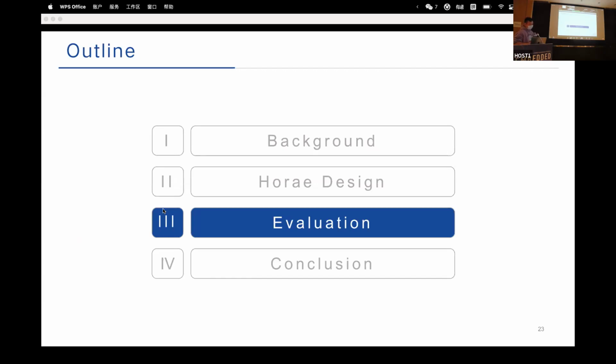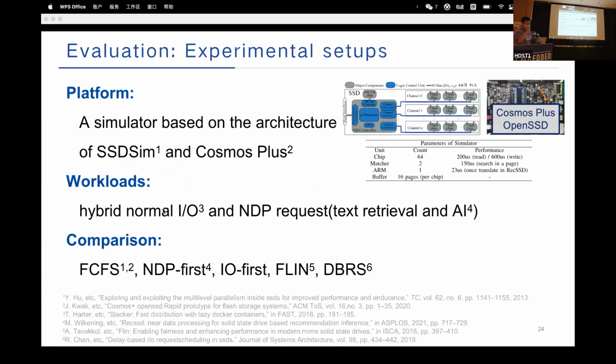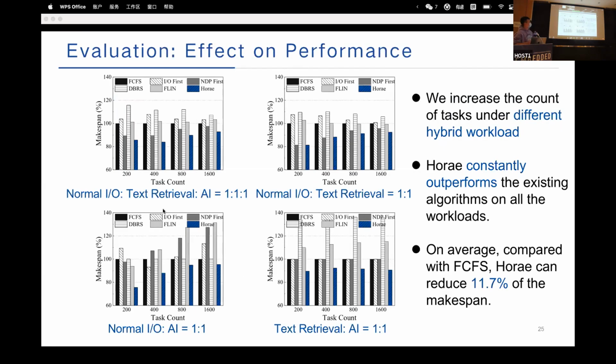I will show you our experiment. Due to the lack of NDP-based SSDs, we built a simulator based on SimpleSSD and Cosmos Plus, and we mixed normal I/O and NDP requests as a hybrid workload. We take FCFS, NDP-first and some other SSD scheduling as the comparisons. First, I will show you the effect on performance.